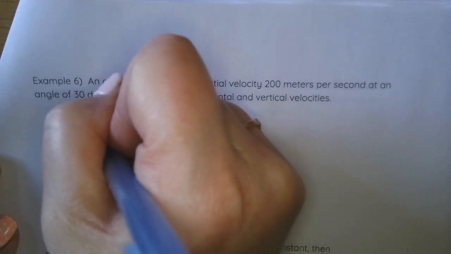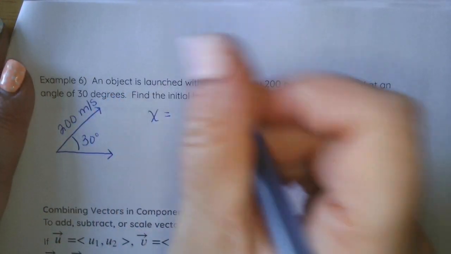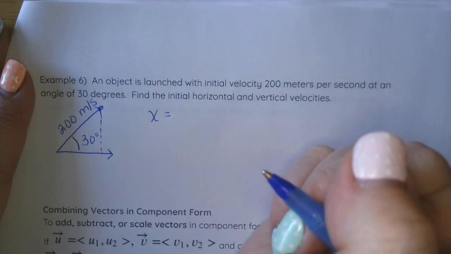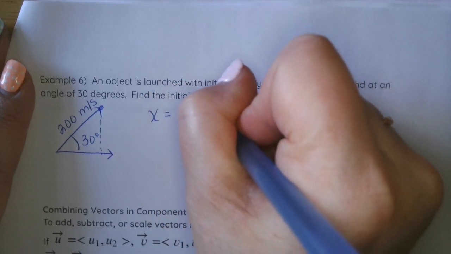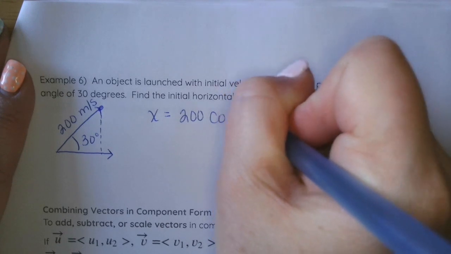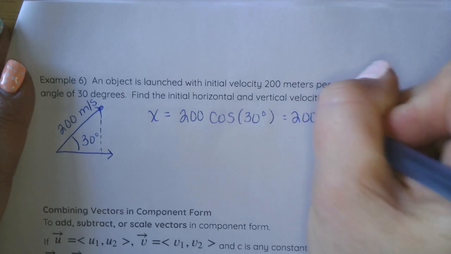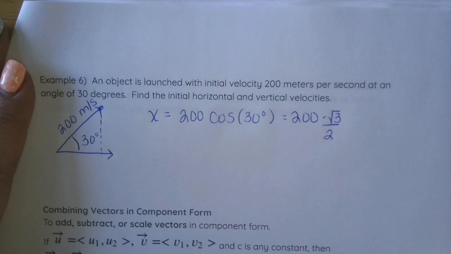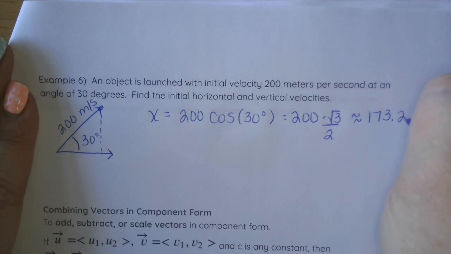We know that x is going to be, so if we're up here somewhere, we kind of drop down that component there. I know my x value is my radius or my hypotenuse of 200 times cosine of the angle, which is 30. And this, of course, is 200 times the square root of 3 over 2, which gives me approximately 173.2 meters per second.